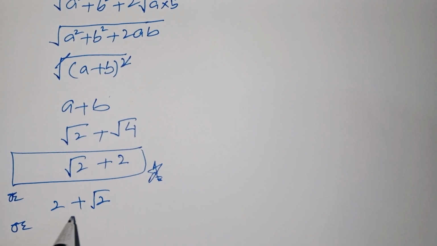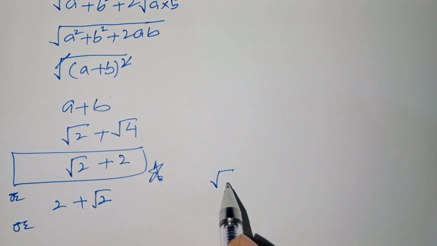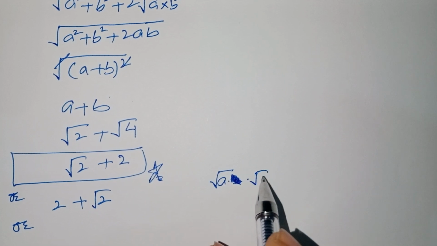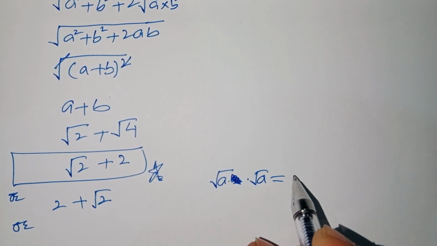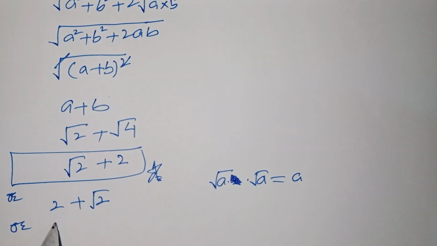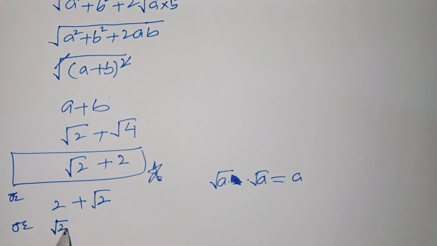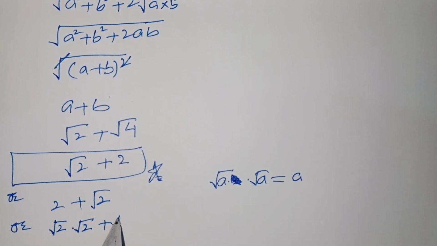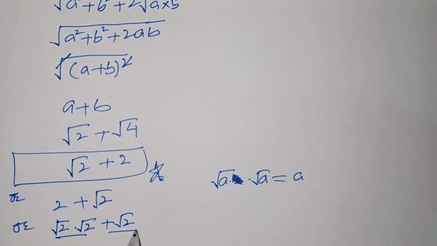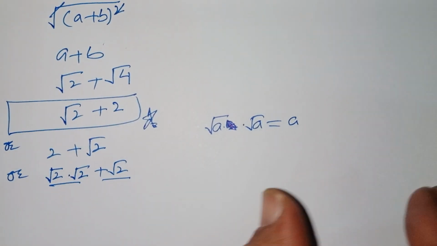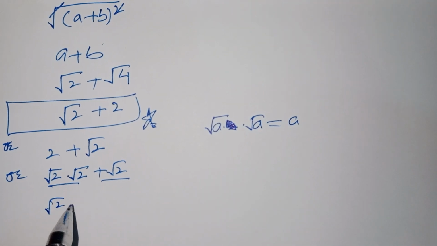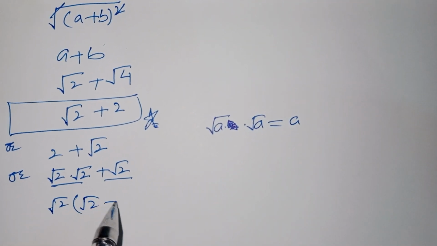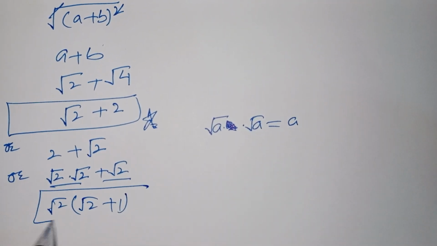Or also we can write as square root of a is equal to a. So here we can write as square root of 2 plus square root of 2. So square root of 2 gets common. So here will be square root of 2 into square root of 2 plus 1. This is the answer.